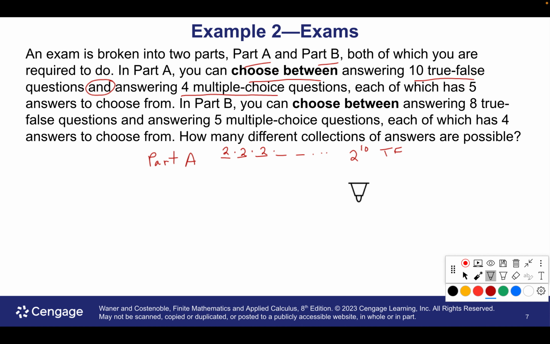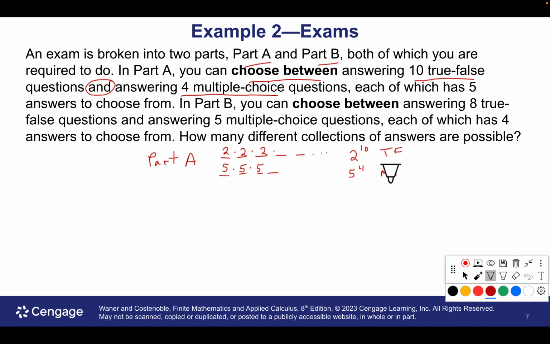How about for the multiple choice? Multiple choice, this is a little bit easier to do. There's only 4 questions, and each of them has 5 answers. So we have 5 choices for the first, 5 choices for the second, and so forth. So that's going to be 5 to the 4th power. This is for the multiple choice.